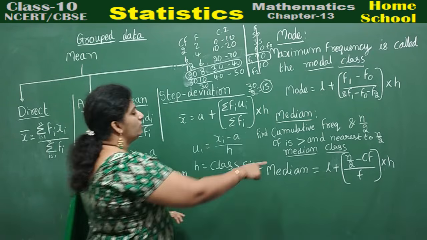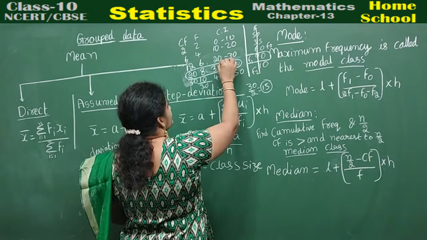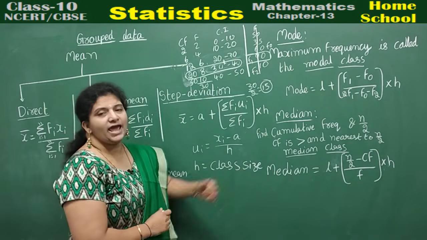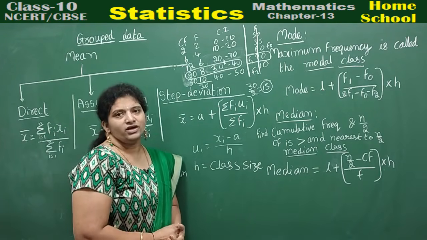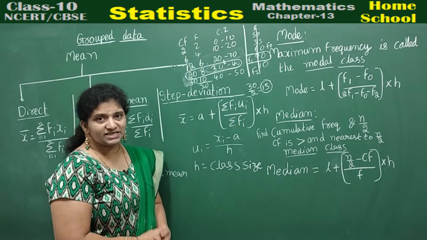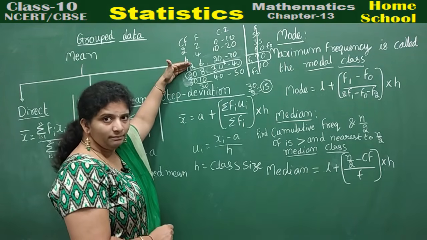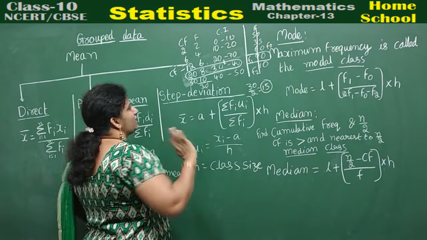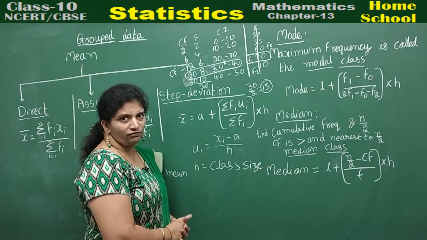Now, what is the formula for median? L plus, where L is the lower limit. L value is 30. n by 2 value is 15. CF is the cumulative frequency above the median class. This is the cumulative frequency. Don't consider 20. 12 is the cumulative frequency.